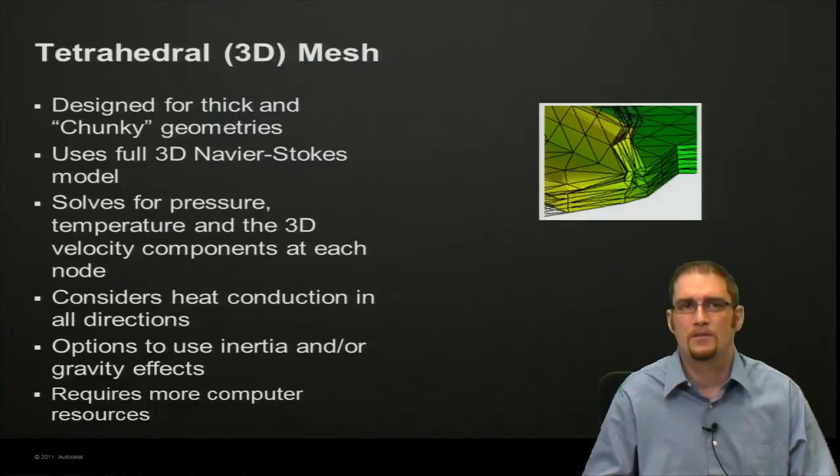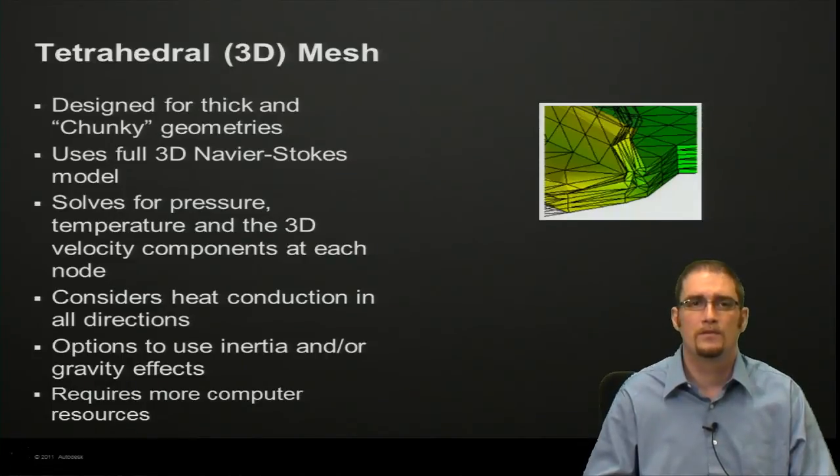And this uses a Navier-Stokes model, and again, this is a general theory that you can search online and research more if you wish. Basically, it solves for the pressure, temperature, and the velocity components at each node. The benefit to this as well is that it considers heat conduction in all directions, so we're not neglecting heat transfer on edge elements, which is why this is a great mesh type for those thick components, thick parts where, you know, the sides might make up a significant amount of surface area and could impact our results.